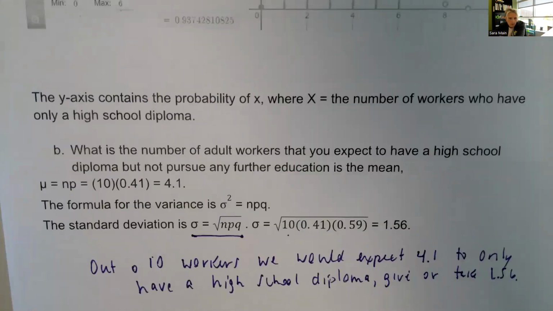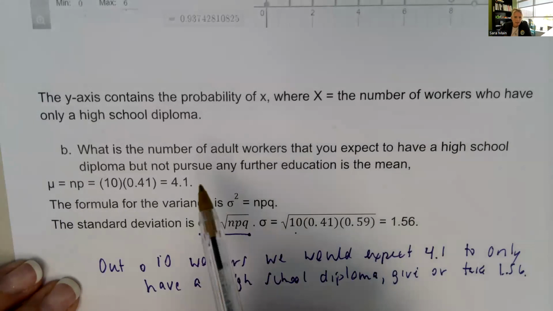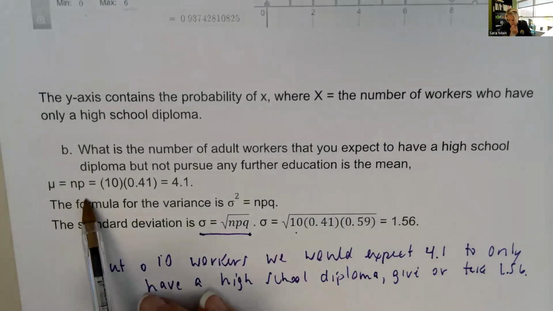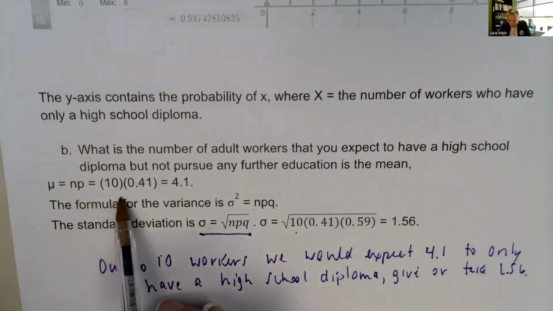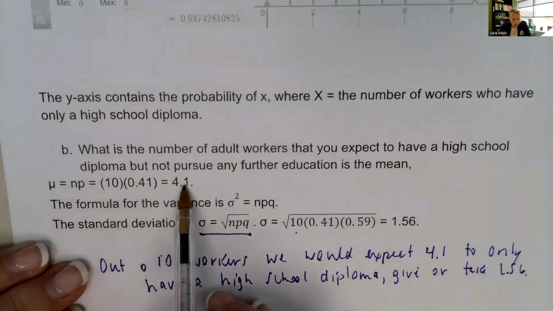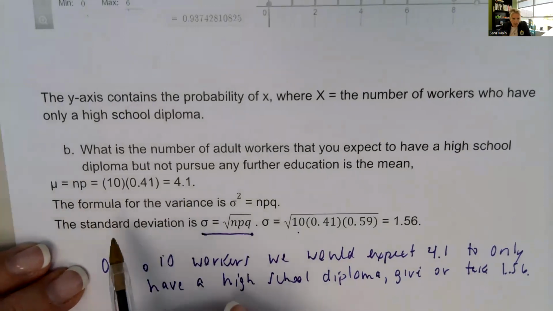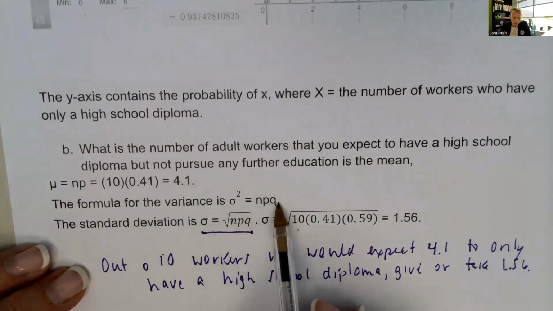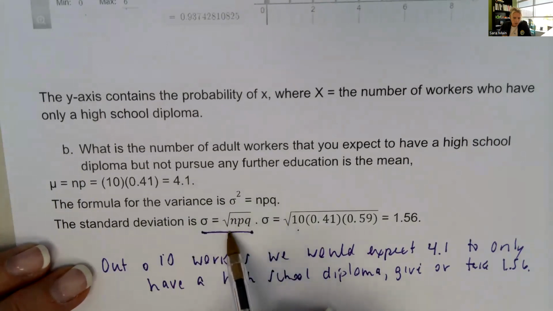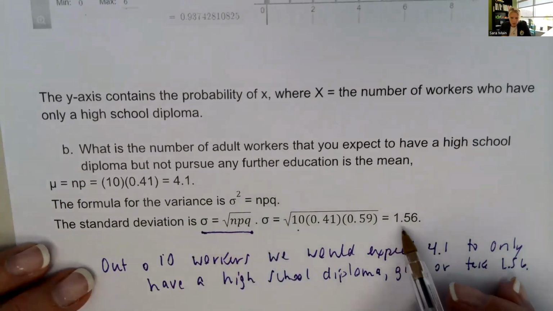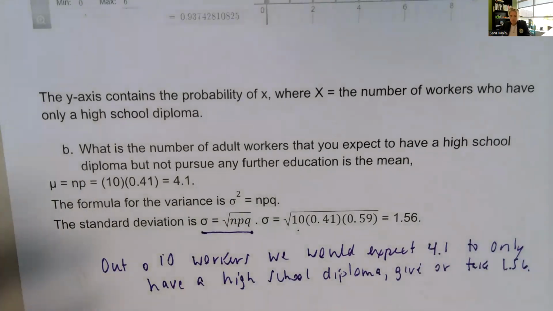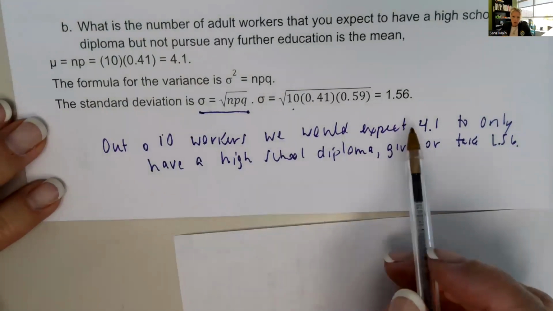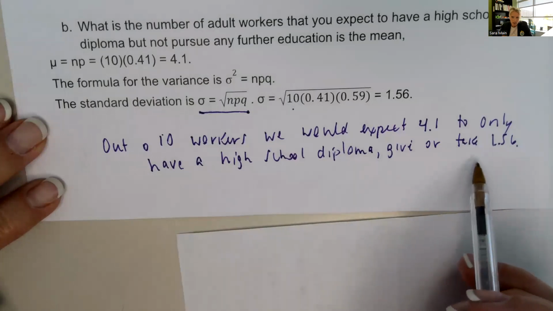So B says, what is the number of adult workers that you expect to have a high school diploma but not pursue any further education? And so we're going to calculate that by n times p, which is 10 times 0.41 or 4.1 workers. And the variance, sigma squared, is equal to n times p times q. And if we take the square root of that, we would get our standard deviation, which is 1.56. So out of 10 workers, we would expect 4.1 to only have a high school diploma, give or take 1.56.